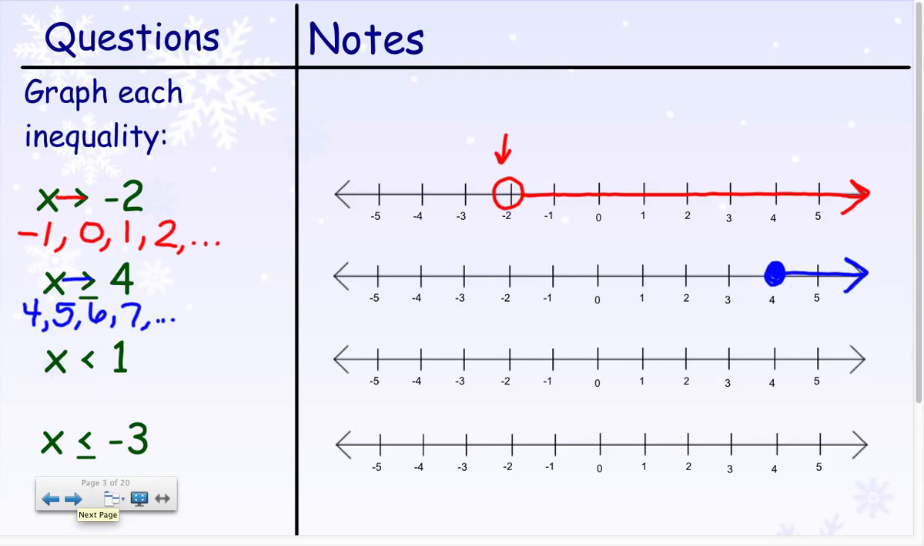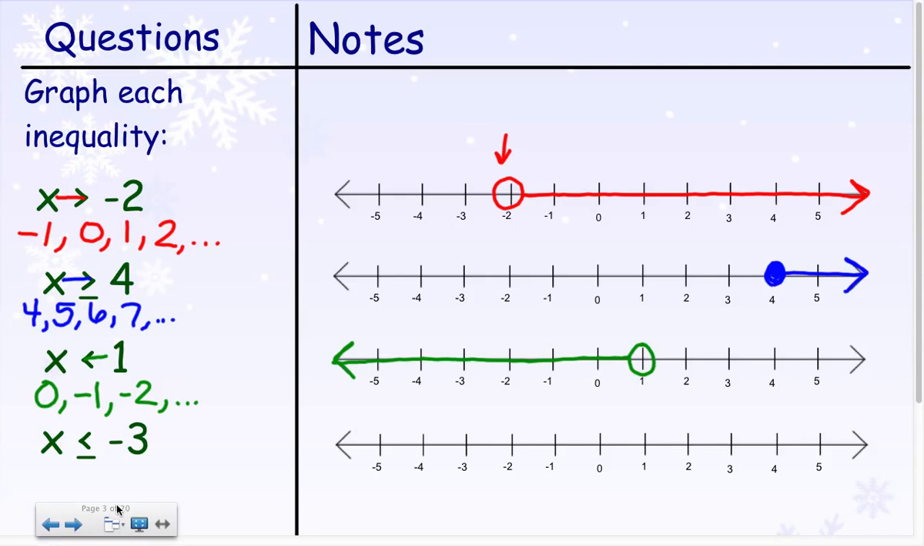X is less than 1, so put an open circle on 1. Numbers that are less than 1 or smaller than 1 are 0, -1, -2, and so on. Those numbers are all to the left of 1. Remember, 1 is not one of my solutions because 1 isn't smaller than 1, it's equal to 1. I could also turn my inequality sign into an arrow. My arrow is pointing to the left. That is the direction I shaded.